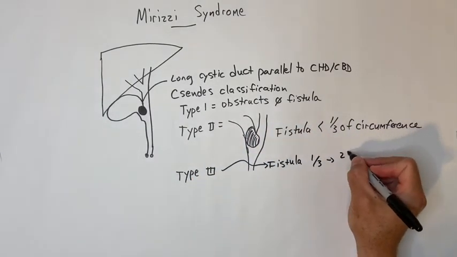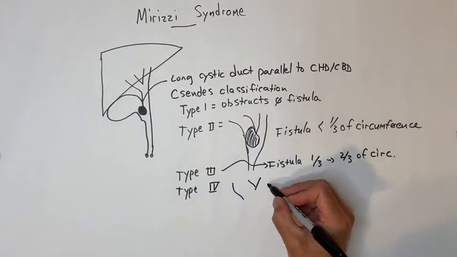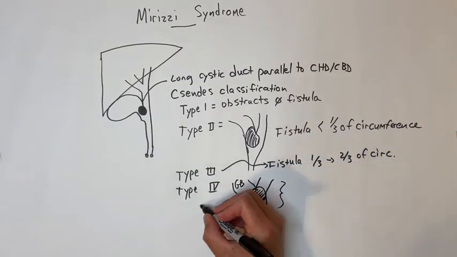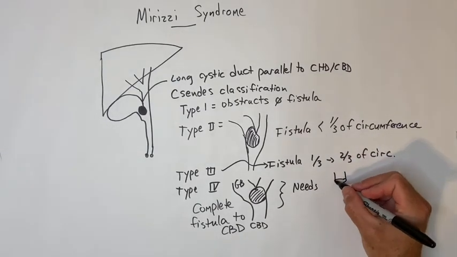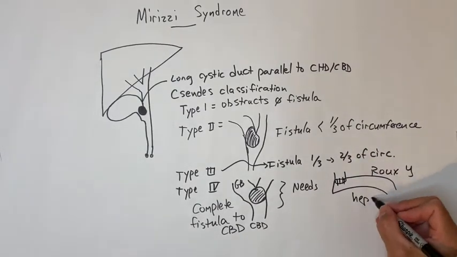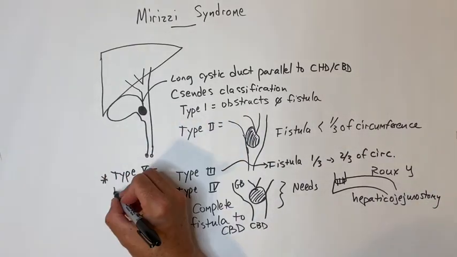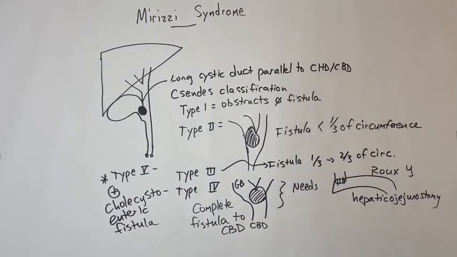Type 3 is a fistula that is between 1/3 and 2/3 of the common bile duct. And type 4 is a complete fistula involving the entire common bile duct, and this would need a full biliary reconstruction with a Roux-Y hepaticojejunostomy. Lastly, type 5 is any Mirizzi syndrome that's also associated with a fistula to the duodenum or the stomach.